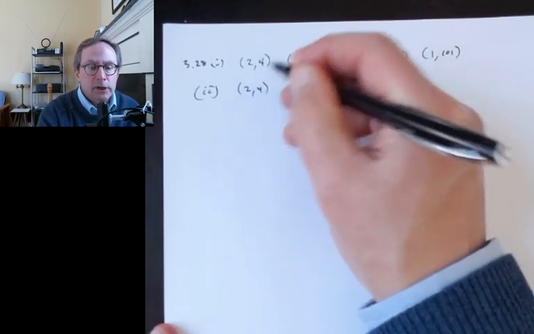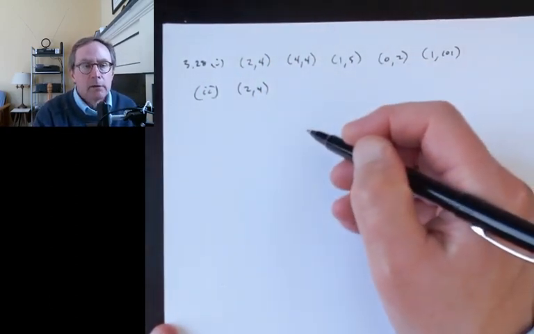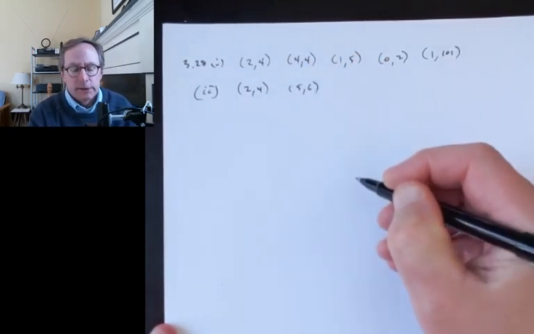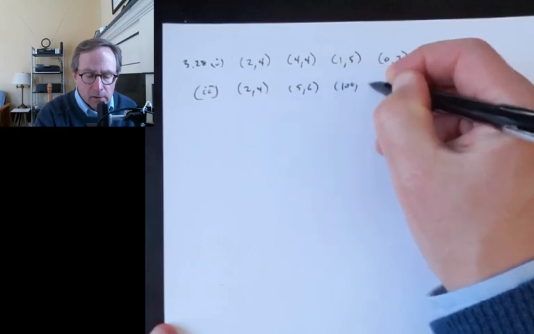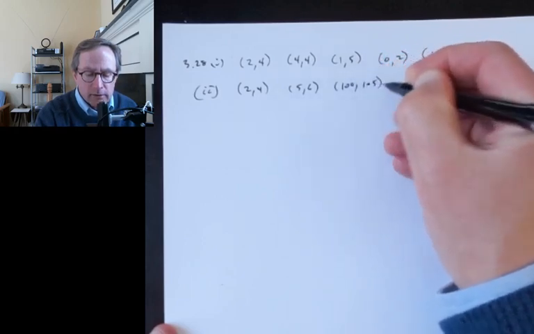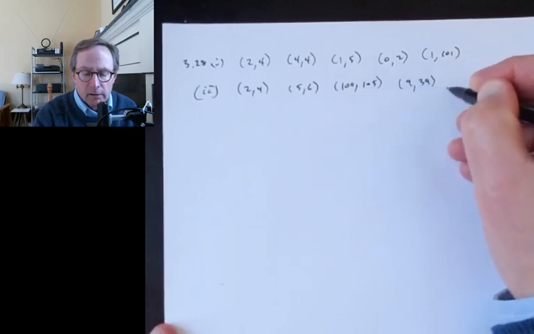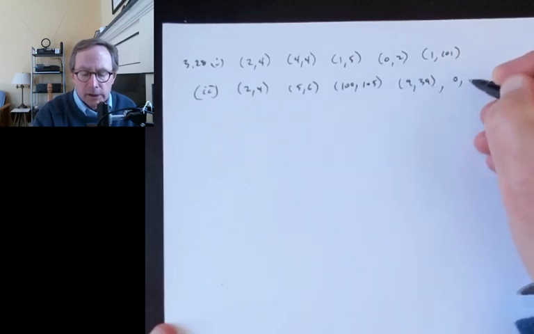It's just the same as the other one. No, nothing wrong with that. 5 is less than 6. 100 is less than 105. 9 is less than 39. And 0 is less than 100.